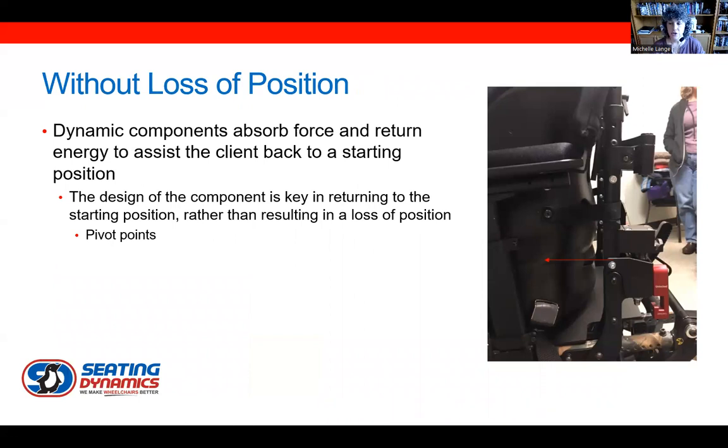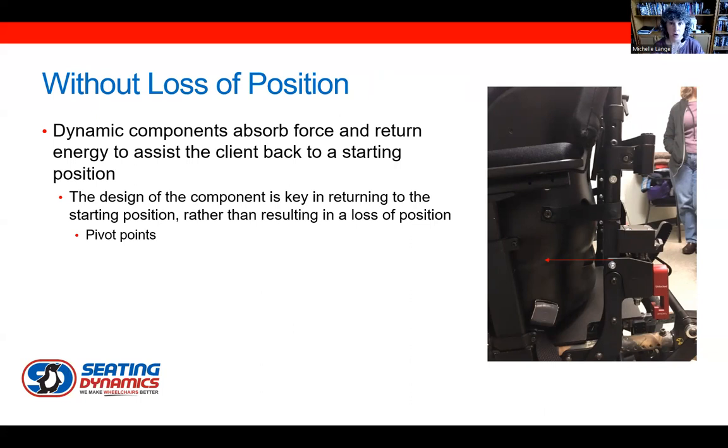Another key design feature is making sure this happens without a loss of client position. We know from other technologies, such as manual reclines in wheelchairs, that there can be a bit of shear force, and that can lead to the client sliding out of position. So if someone has reclined rearward and now is coming forward again, there can be movement of the pelvis into a posterior pelvic tilt, for example. So dynamic components are designed to absorb client forces and return that energy to get the client back to a starting position, but without a loss of position.